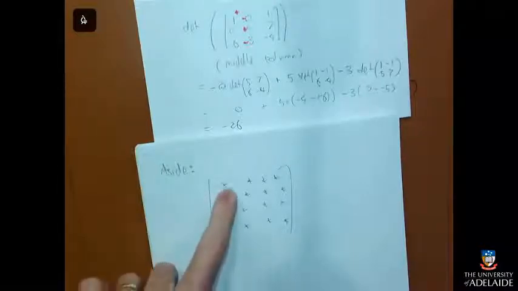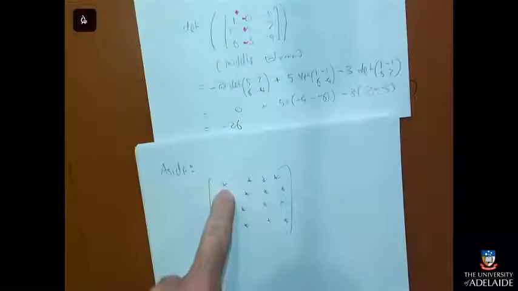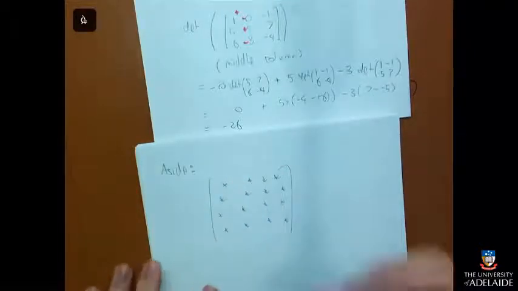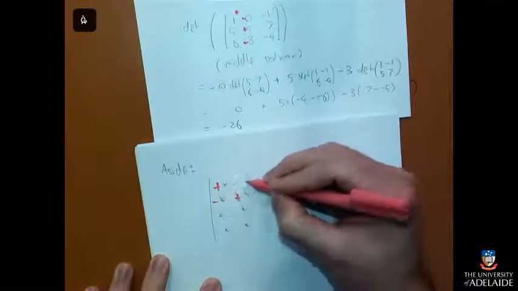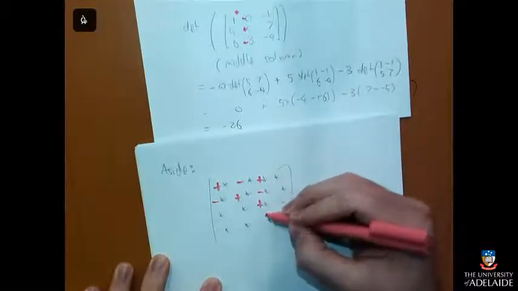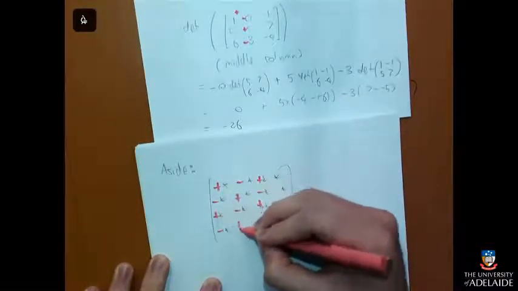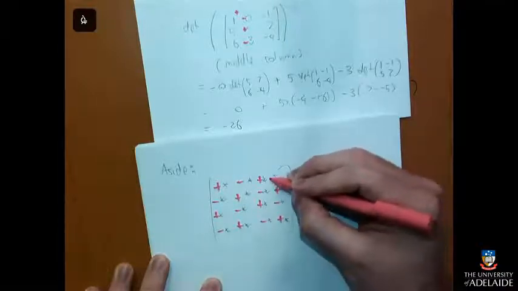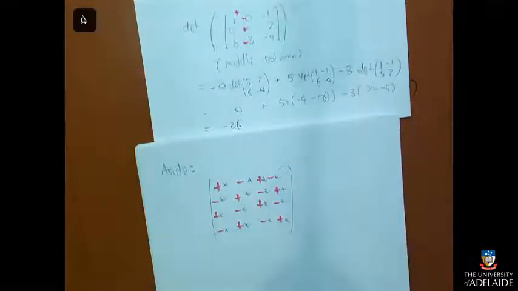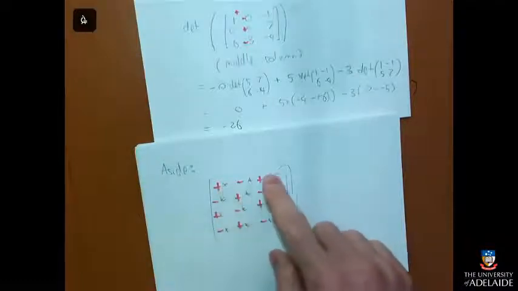As long as you start with a plus in this top left corner, you can do whatever you want, as long as every time you switch positions, you switch signs. So plus, minus, plus, minus, plus, minus, plus, minus. Ta-da! That's that checkerboard.